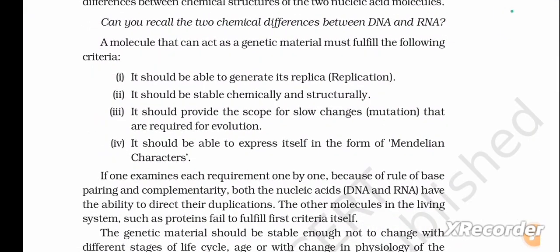First, it should be able to generate its replica, that is, replication. Second, it should be stable chemically and structurally. Third, it should provide the scope for slow changes, mutations, that are required for evolution. Fourth, it should be able to express itself in the form of Mendelian characters.